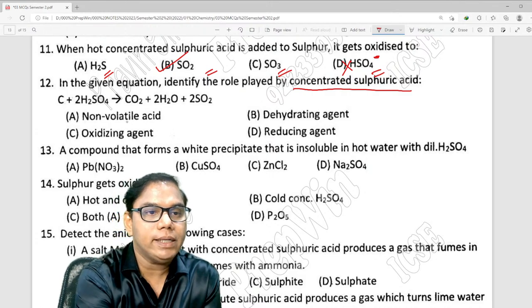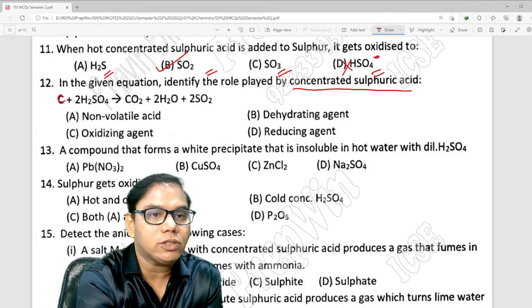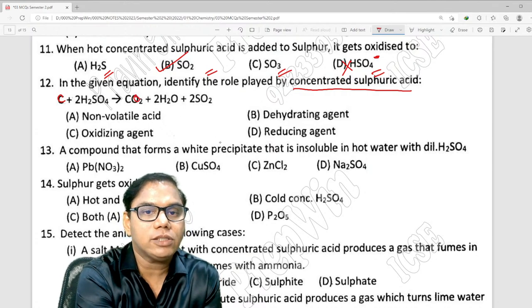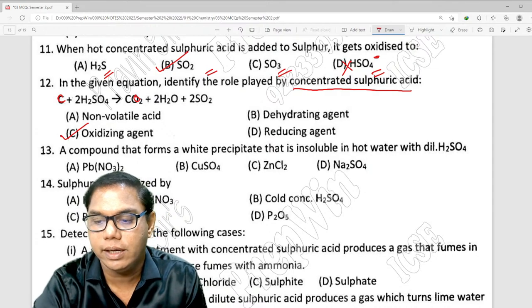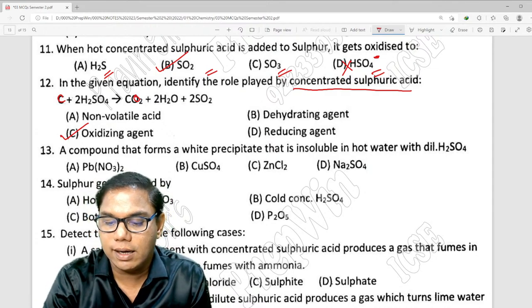Carbon gets oxygen. So the correct answer is C, oxidizing agent. I could see most of you got this answer right.